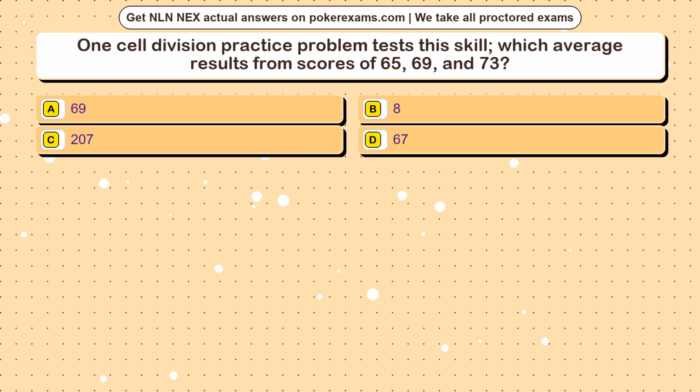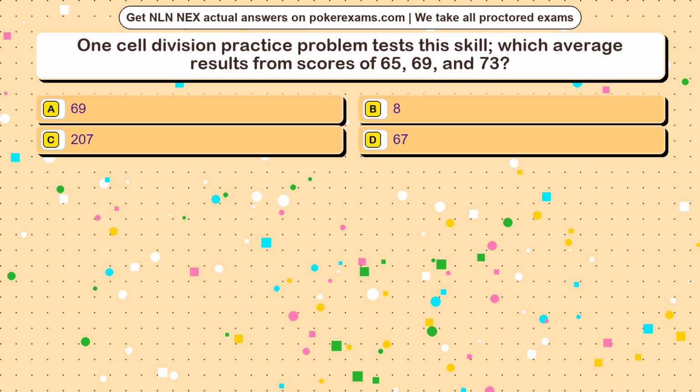Question 11. One cell division practice problem tests this skill, which average results from scores of 65, 69, and 73. Option A, 69. Option B, 8. Option C, 207. Option D, 67.